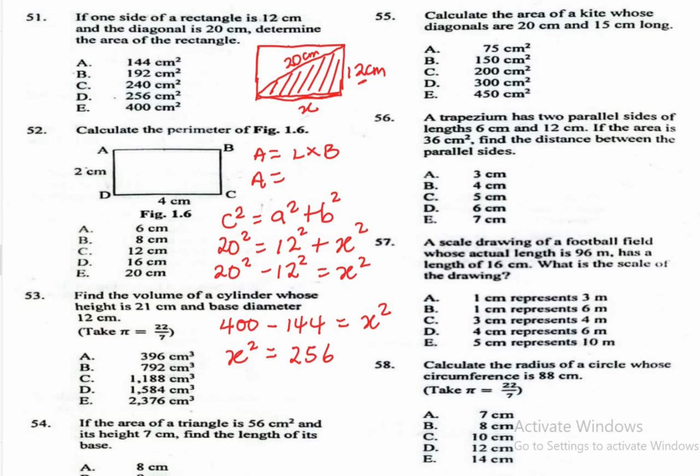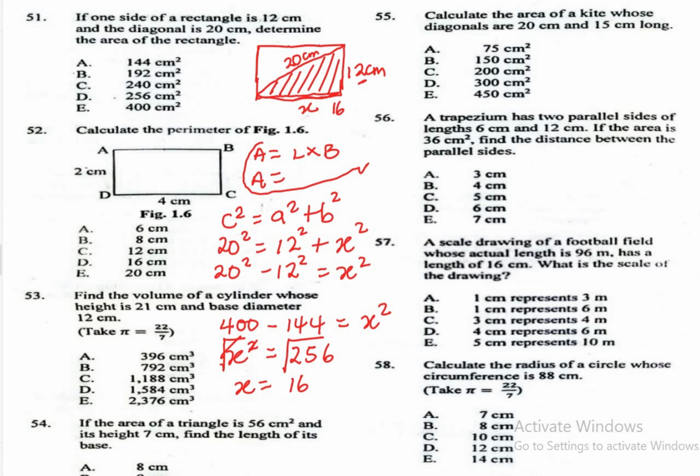To get the value of x, take the square root of both sides. This square breaks this square root. X is equal to square root of 256 is 16 because 16 times 16 is 256. So I know that this side is 16. Now I can calculate the area.